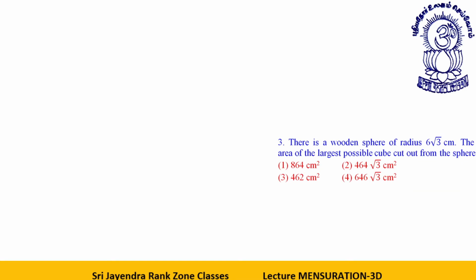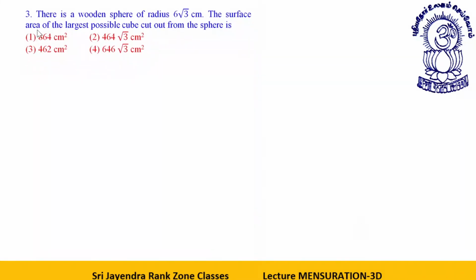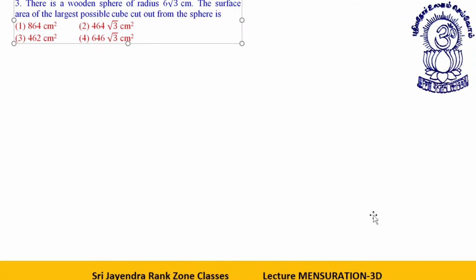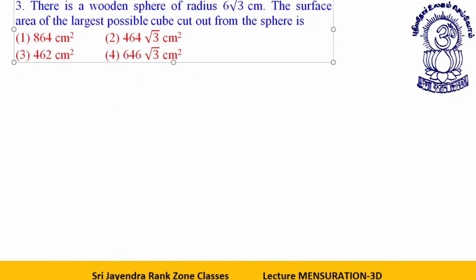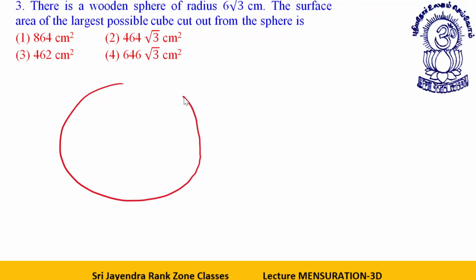There is a wooden sphere of radius. You are given the radius of a wooden sphere. The surface area of the largest cube that can be cut from the sphere is actually a good question. See, dear students, I haven't taught you the sphere, but still I will be able to solve it and make you people understand this. This is the initial sphere right now. Okay, let's say this is the center. If this is the diameter, like say this is also the diameter.